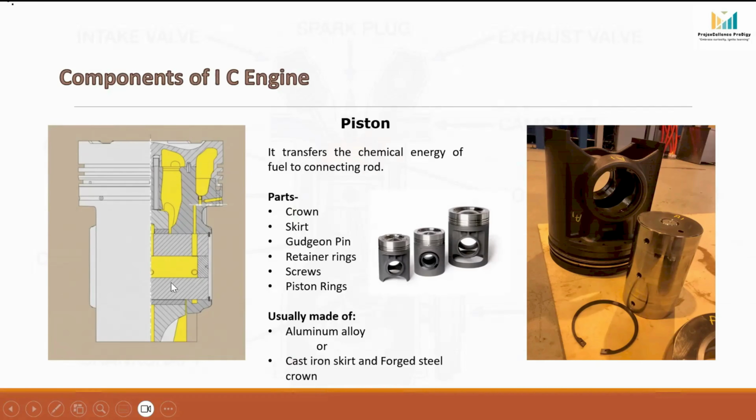Now look at this hole passing through the piston. This is called the gudgeon pin bore. The gudgeon pin passes through this bore and connects the piston to the small end of the connecting rod. The gudgeon pin is normally made from hardened alloy steel because it experiences high loads and repeated stresses.